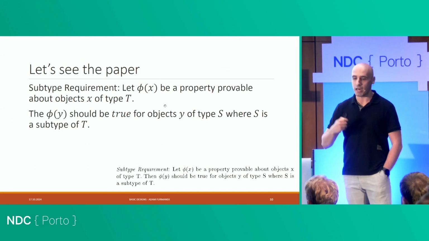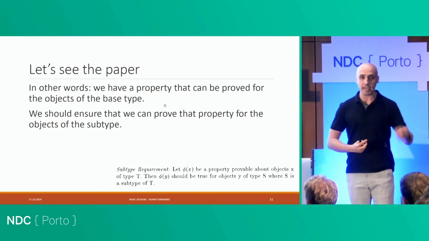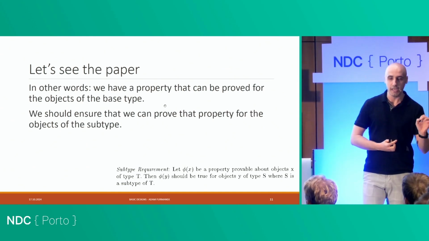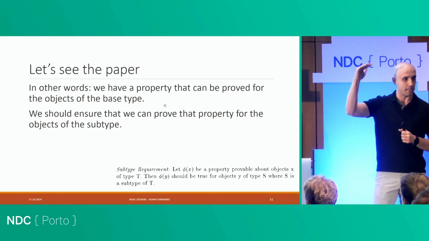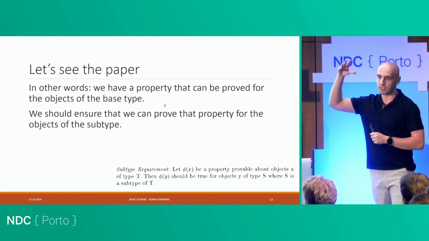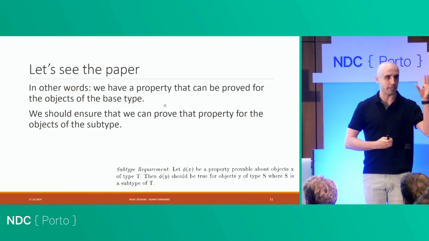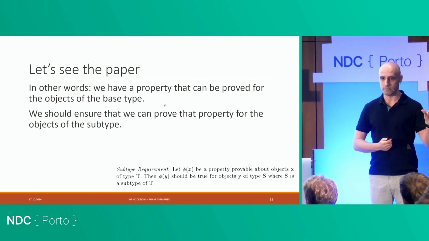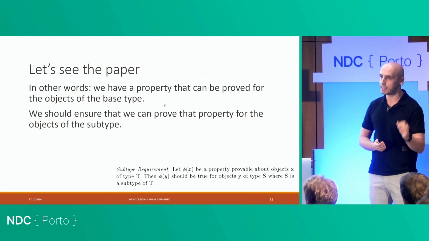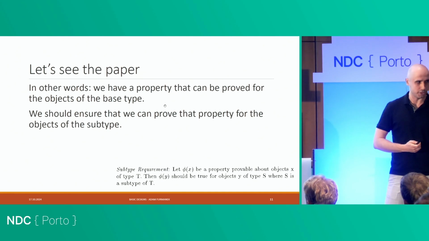What does it mean in other words? In other words, we have a property that we can prove for the base class. Now we take the instance of the subclass, something that inherits from the base class, and we would like to also take this property and be able to prove it. Okay? That makes sense. The question is, what is a property?